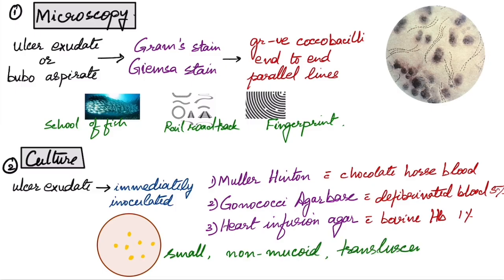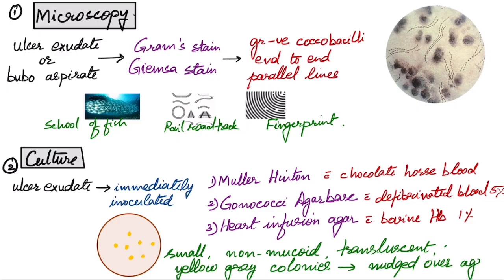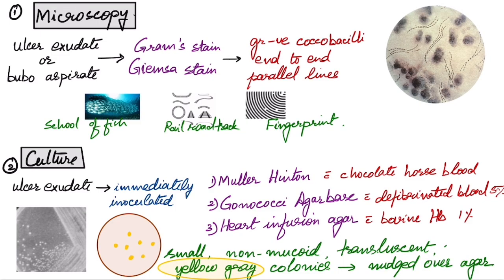We see yellow non-mucoid translucent colonies, yellow-gray colonies, and these colonies can be nudged, that means moved from side to side over the agar surface. Just a picture to show the colonies.